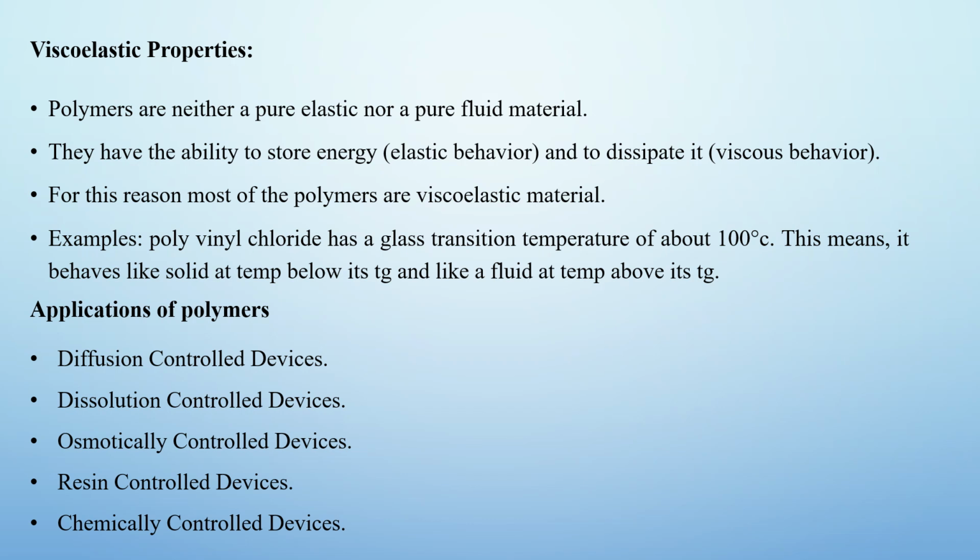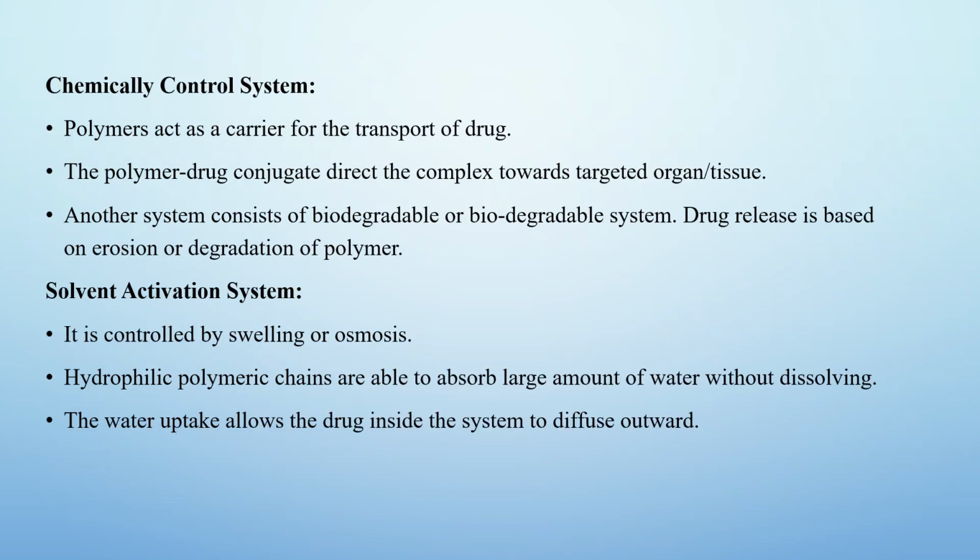Okay. Application of the polymers. We have categorized the applications of polymers into some types, which are as follows: diffusion control devices, dissolution control devices, osmotically controlled devices, resin control devices, and chemically controlled devices. Chemical control systems: polymers act as a carrier for the transport of the drugs, and the drug polymer conjugate directs the complex towards the targeted organ tissue.